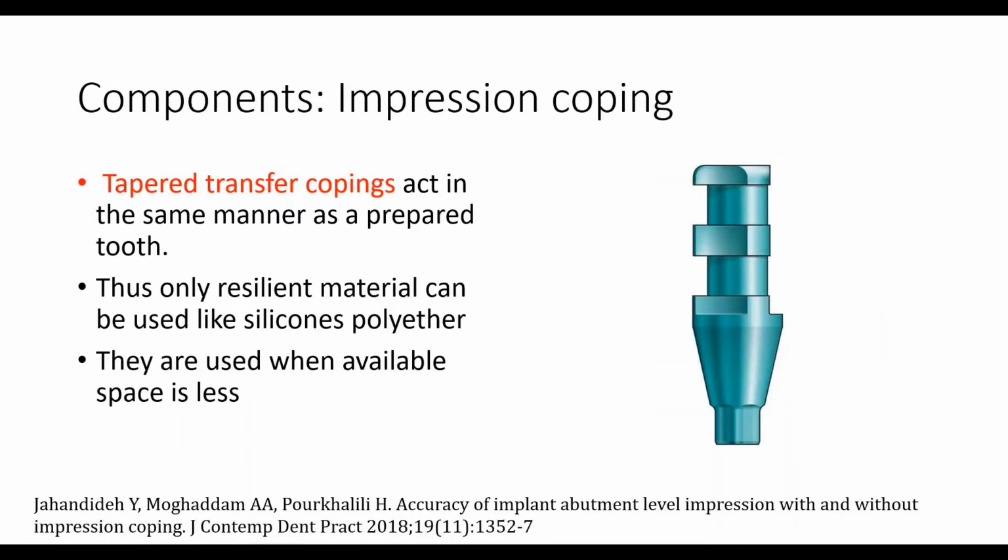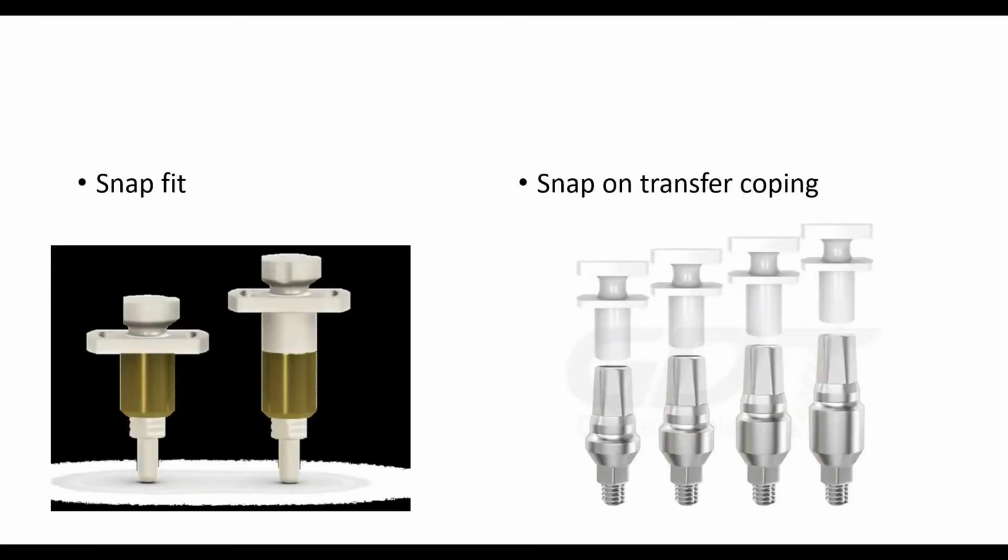Next is the tapered impression coping. This is like a transfer impression coping. It is attached to the superior part of the abutment and the impression is made. The entire assembly with the analog is transferred to the impression and the impression is poured. Now, coming to the snap fit and snap on transfer impression coping. Snap fit impression copings are copings which we can directly snap onto the implant orifices, and they will engage the implant orifices.